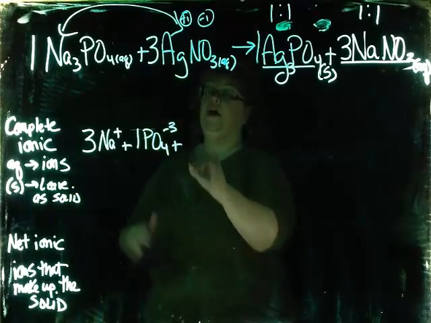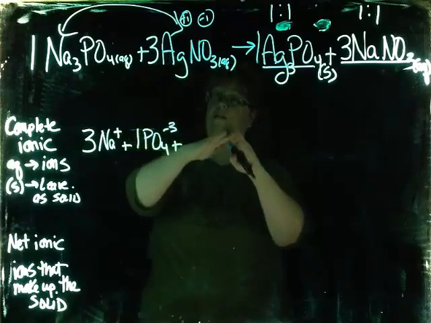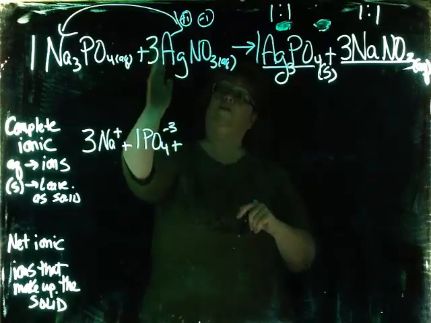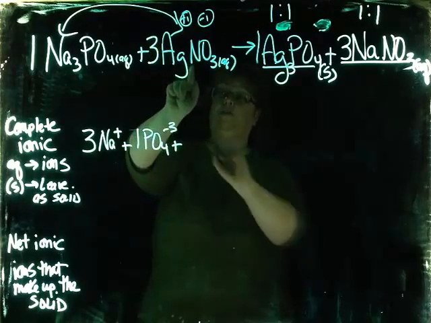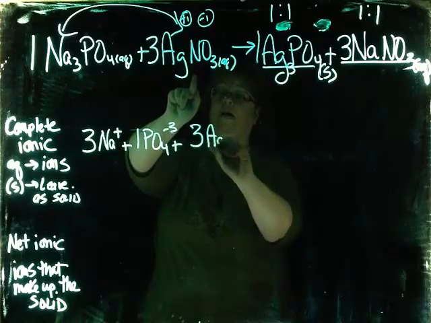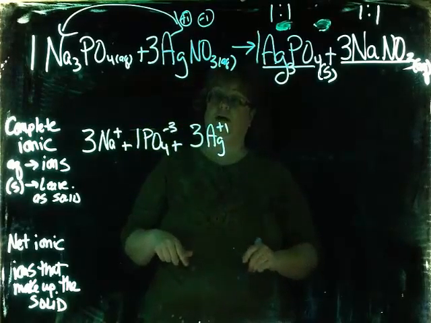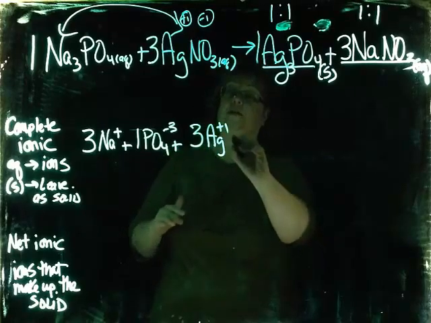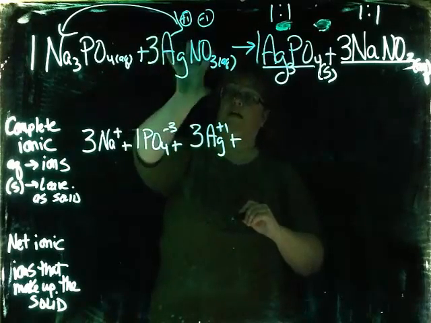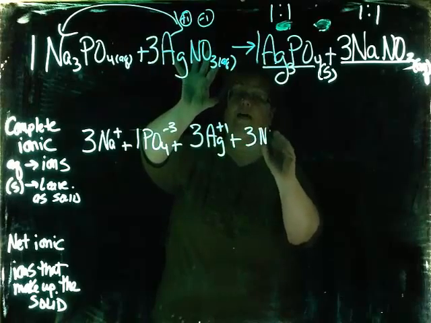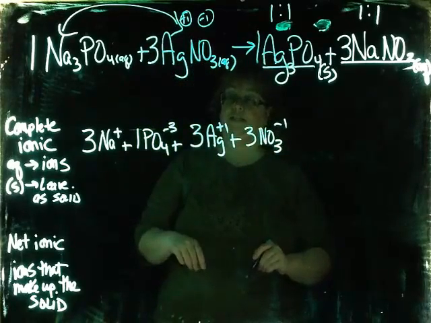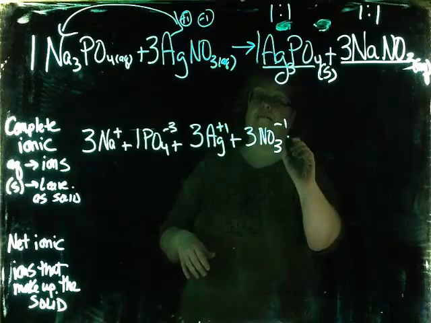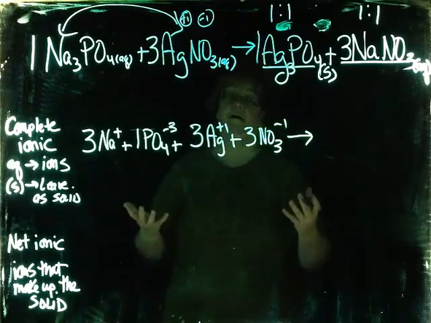I'm going to continue on and make the silver nitrate into ions. I go to that front number of 3, multiply it by the subscript for silver, which is a 1. Its charge is a +1. I'm going to go to the nitrate, go to the front, multiply by how many nitrates I have. There's 3 nitrates. All right, those are my reactant side being pulled apart.